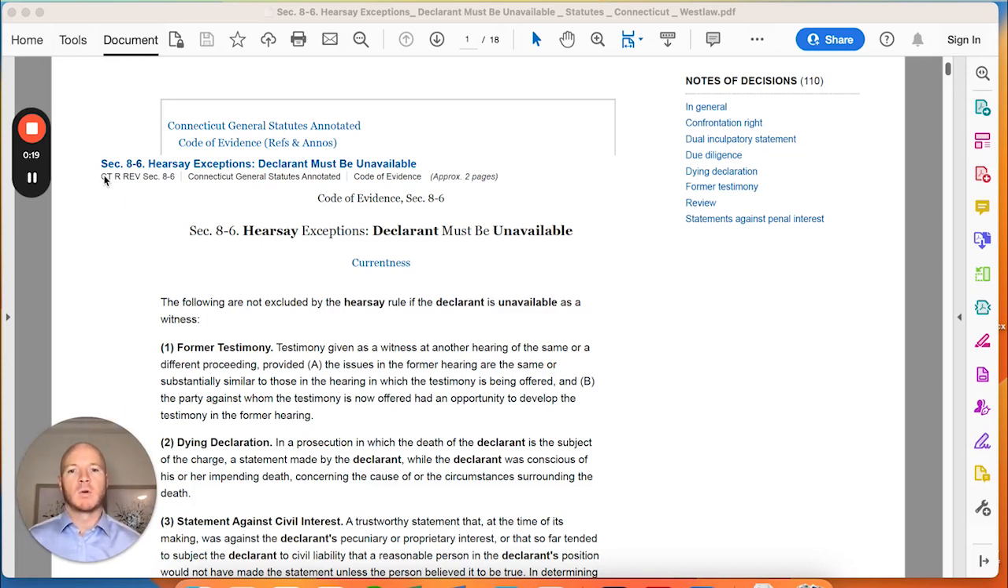Hey everyone, I'm Matt Dolan with Dolan Divorce Lawyers in Connecticut, and today what I'm going to talk about is Code of Evidence Section 8.6, which are the hearsay exceptions in which the declarant must be unavailable. So I'm going to talk about those hearsay exceptions as they relate to family law cases.